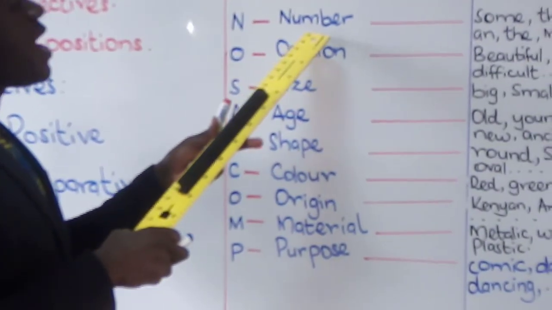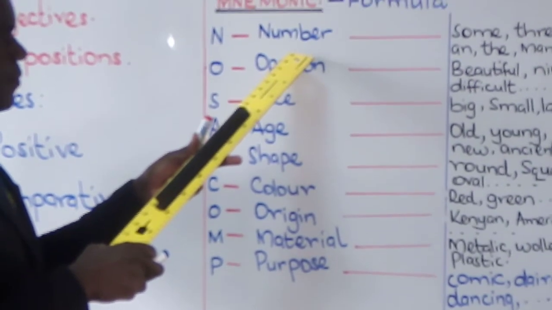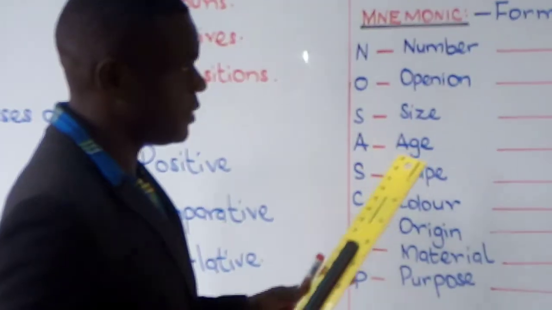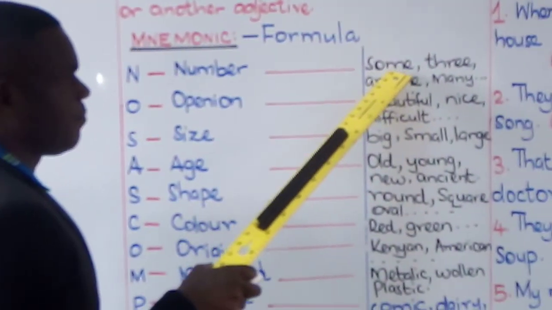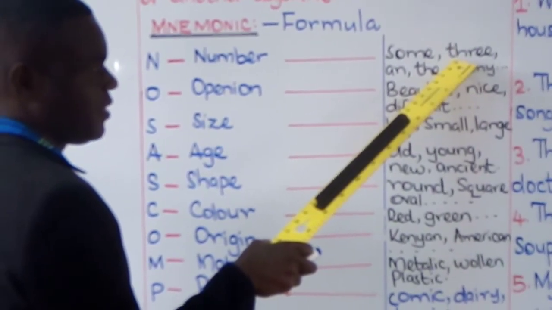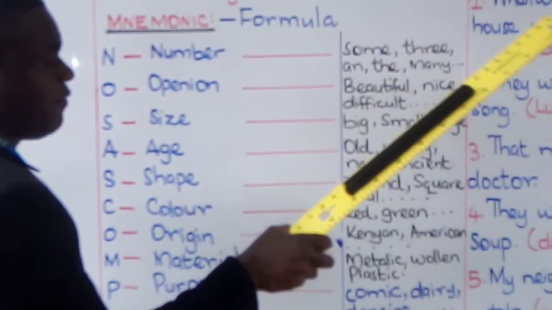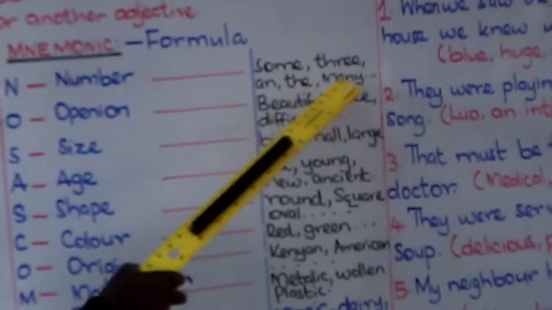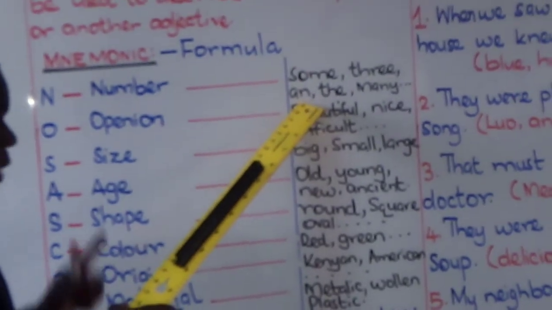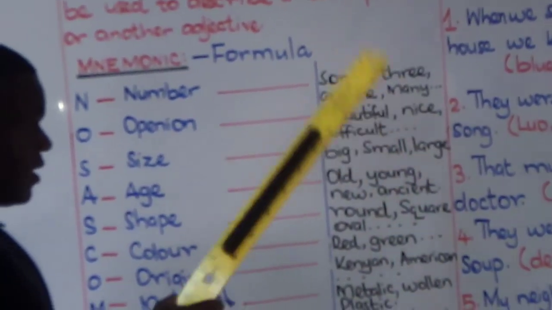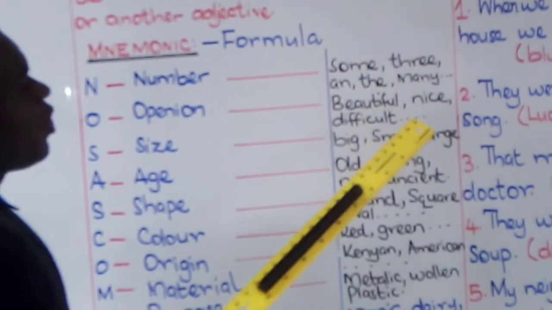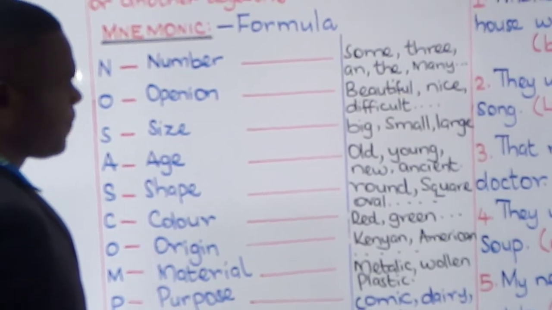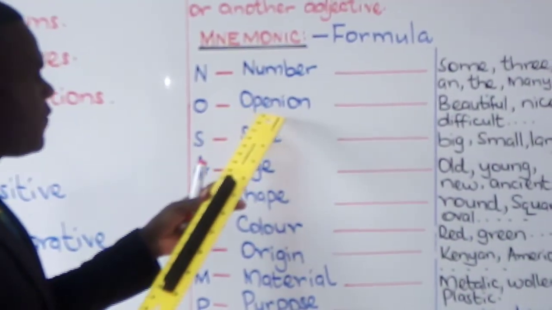N stands for number. Examples of adjectives of number are some, three, or any number like four, five, a hundred, a thousand, a million. So N stands for numbers. A means one. The means a particular one, or many. Are we together? Then O stands for opinion.